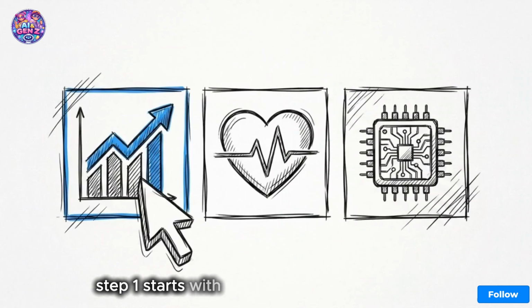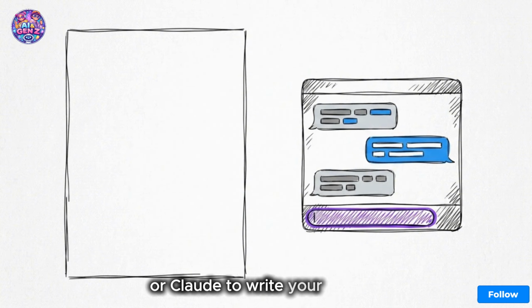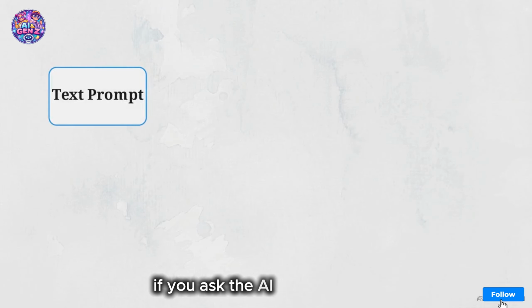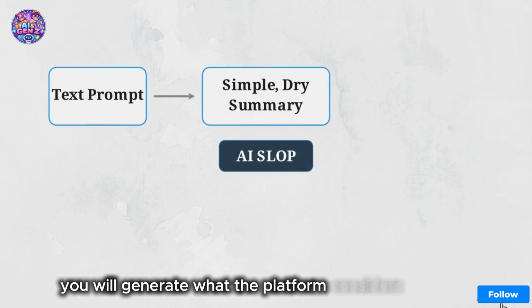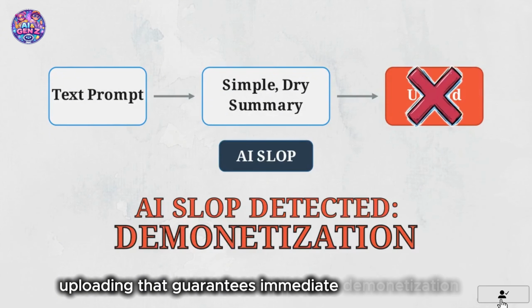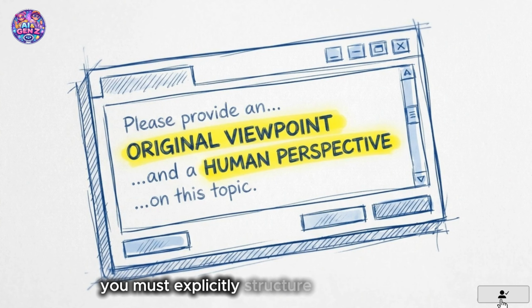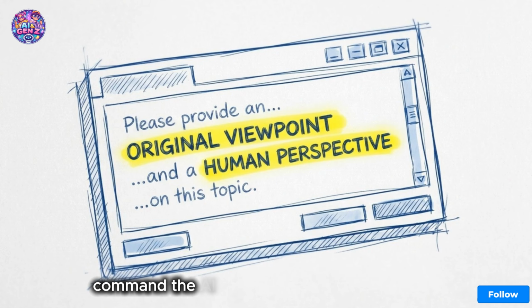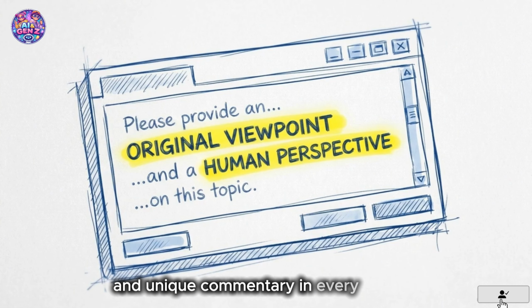Step 1 starts with picking your specific niche and opening an AI text generator like ChatGPT or Claude to write your script. If you ask the AI for a simple, dry summary of a topic, you will generate what the platform considers AI slop. Uploading that guarantees immediate demonetization. To meet requirements, you must explicitly structure your prompts. Command the AI to include personal analysis and unique commentary in every script.